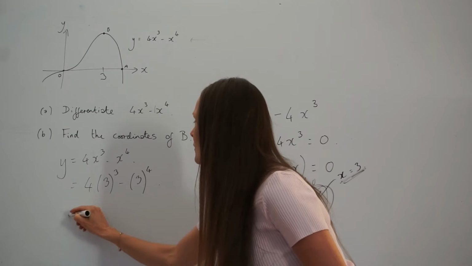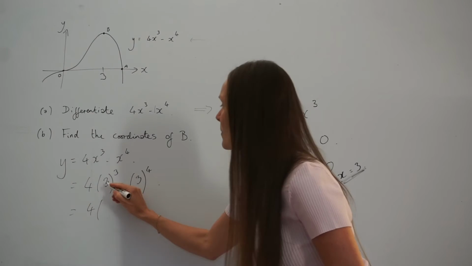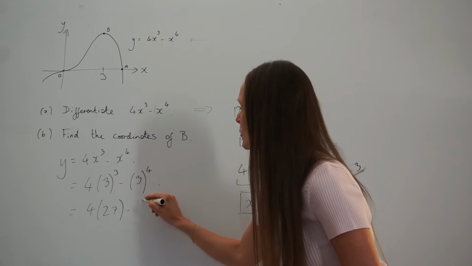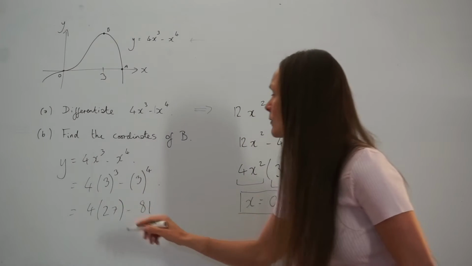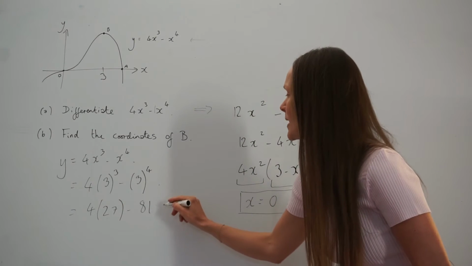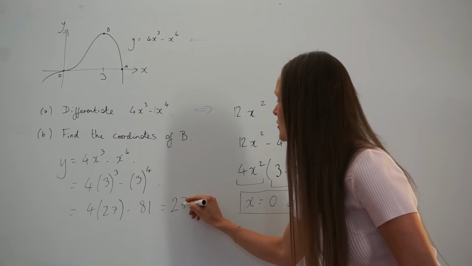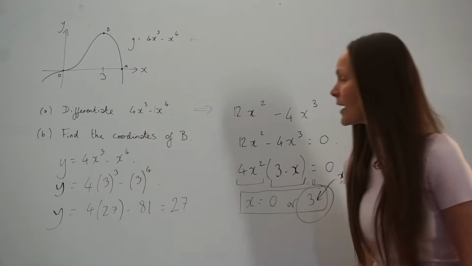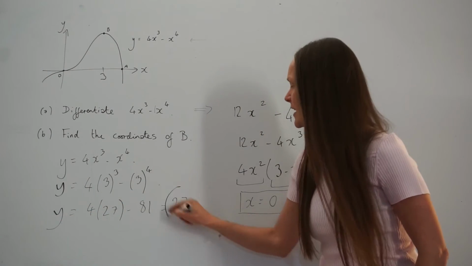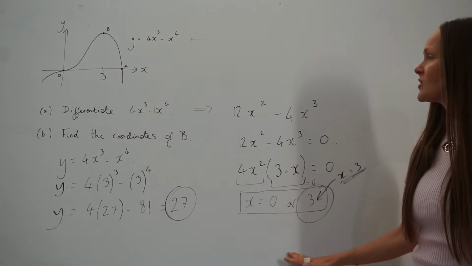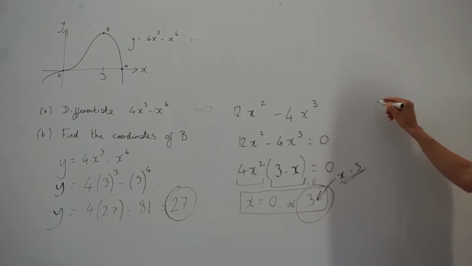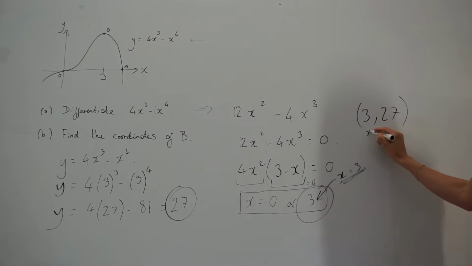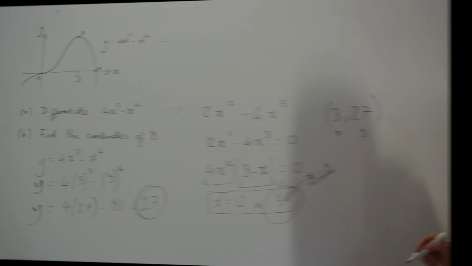If we work this out, it's the same thing as 4 multiplied by 3 cubed, which is 27, and 3 to the power of 4, which is 81. If you calculate 4 multiplied by 27, take away 81, you should find that it's 27. And remember, this is the value of y. When you write your final answer, just summarize: the coordinates of B would be (3, 27). Remember, the x coordinate always goes first, followed by the y.